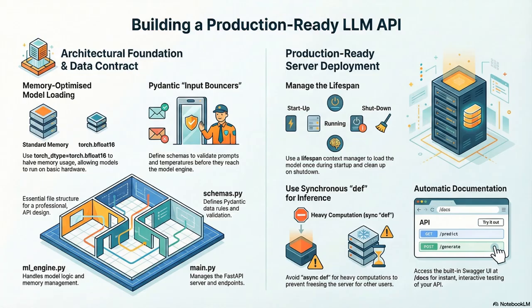Main.py, the FastAPI server. This is the conductor. Yeah. It imports the engine and the schemas and ties it all together. And it uses a feature called the Lifespan Context Manager. What's that about? It's the modern way to handle setup and teardown. The lifespan function says, okay, when the server process starts, before you accept any web traffic, run this code. And that's where we call the load model function.